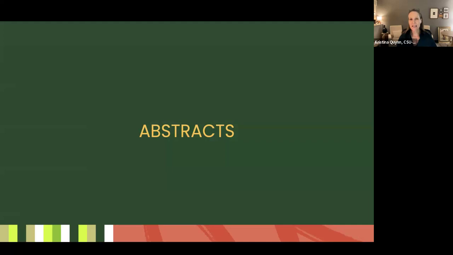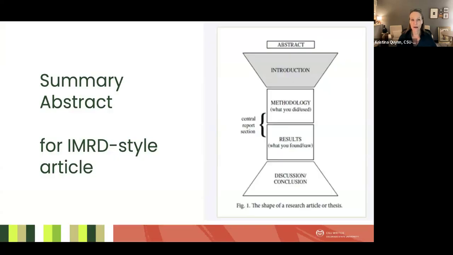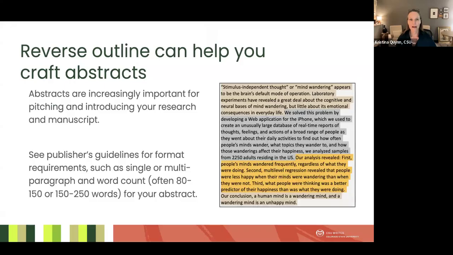All right, so let's take a look at this and see how we could pull it into an abstract. We're going to talk about a summary abstract, which summarizes the content of an article. This is an IMRAD style article. It has an introduction, methodology, results, and discussion and conclusion. That's what we've been looking at with the Brevia piece. And reverse outlines can help you craft abstracts. So you can craft your reverse outline of your own article, identify what your key points are, and pull those out and see how well they fit together.